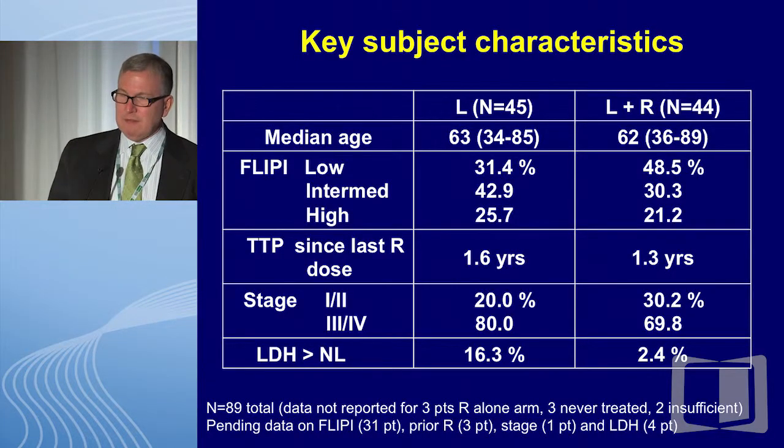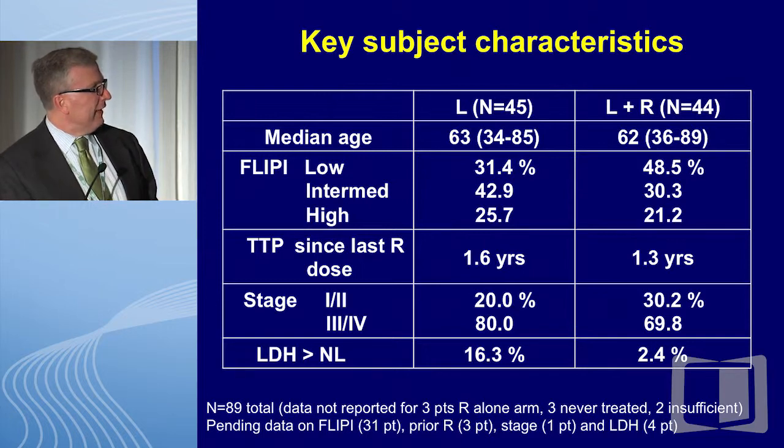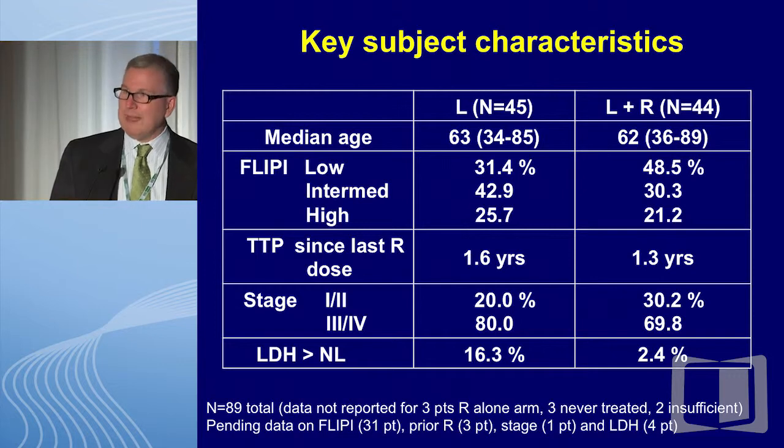This was a relatively favorable population. Most of them had low and low intermediate FLIPIs in the relapse setting. The time to progression, because they were not refractory, was a median of 1.3 to 1.6 years. Mostly advanced stage disease, relatively few had elevated LDH. So a relapsed population, not a refractory population.